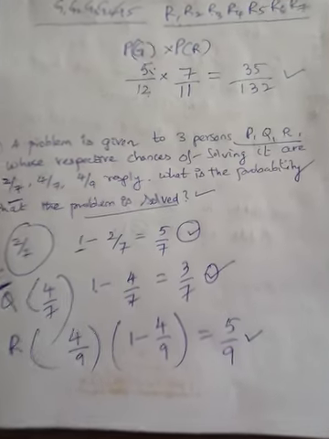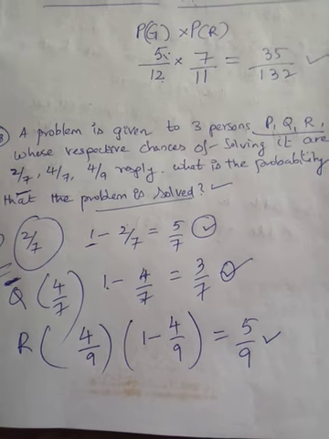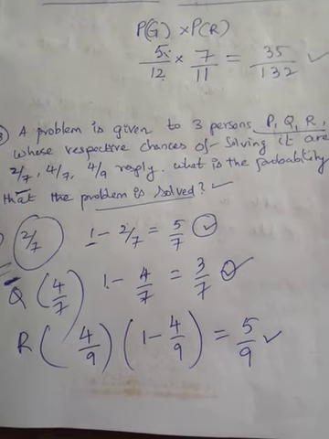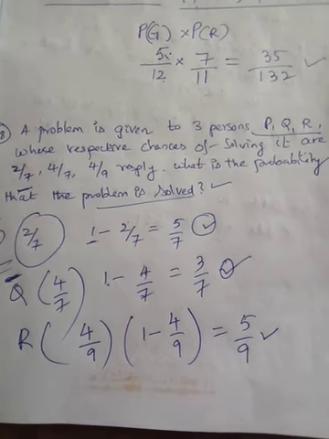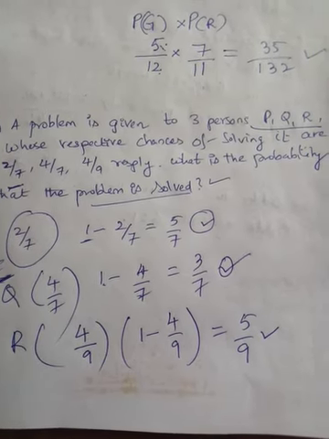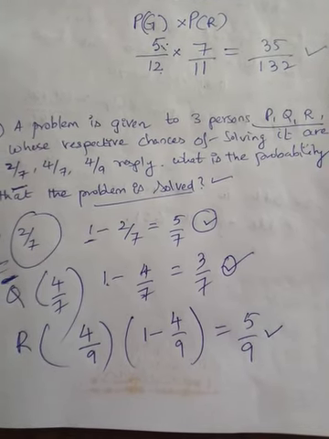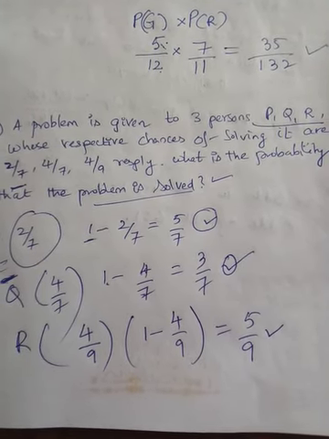So what I am doing now, let us check. A problem is given to 3 persons, P, Q, R, whose respective chances of solving it are 2 by 7, 4 by 7 and 4 by 9 respectively. What is the probability that the problem is solved? For P, the probability of not being able to solve the problem is 5 by 7. For Q, the probability of not being able to solve the problem is 1 minus 4 by 7, that is 3 by 7.